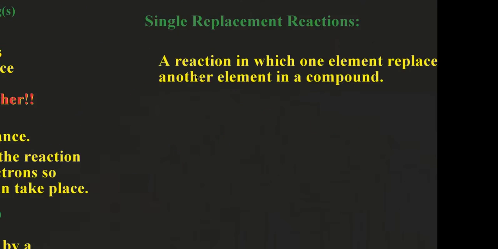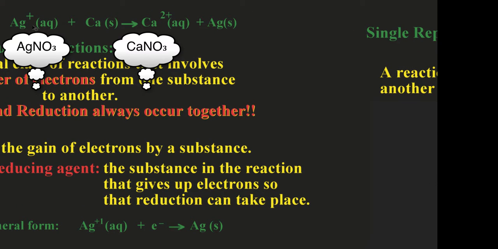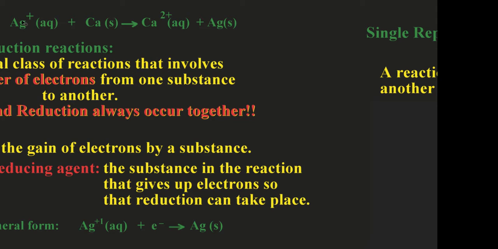A single replacement reaction is a reaction in which one element replaces another element in a compound. Now, if you remember, there was nitrate or some other polyatomic ion in the solution, anion, that's not listed here. And the calcium displaces the silver out of the solution and the silver becomes a solid. So there's a single replacement going on, displacement of the silver by the calcium.